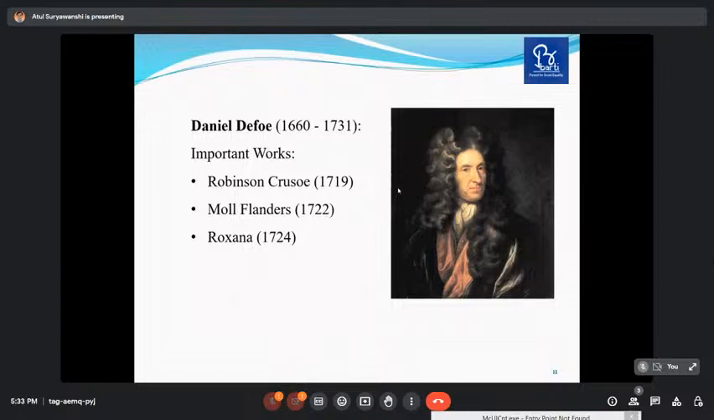So Moll stands for prostitute, a tart, whore. This is the story of a woman, her sufferings, her torturings, her sentiments, and the best piece written in English literature ever by Daniel Defoe. The next is Roxana, which was published in 1724. So these are the three prominent works written by the first prominent novelist in English, Daniel Defoe. Never forget his work Robinson Crusoe.